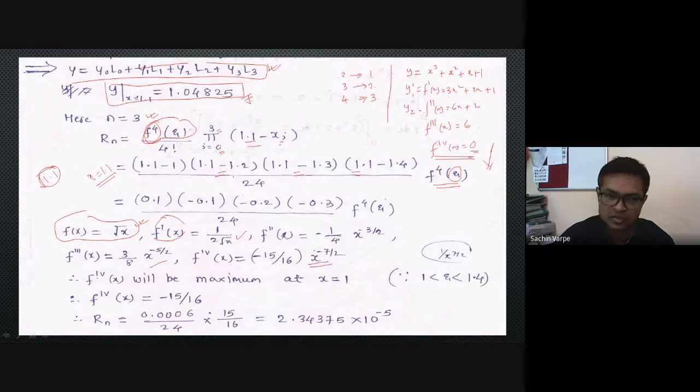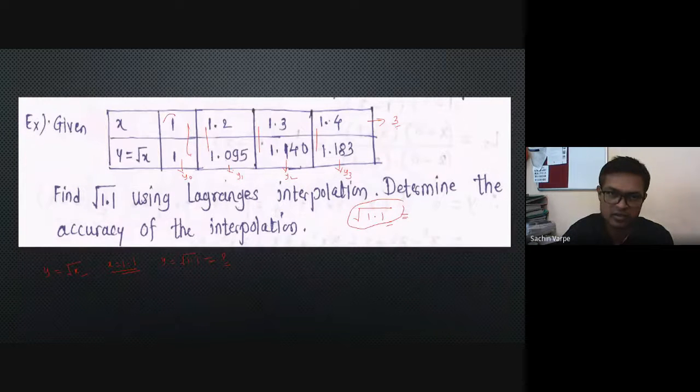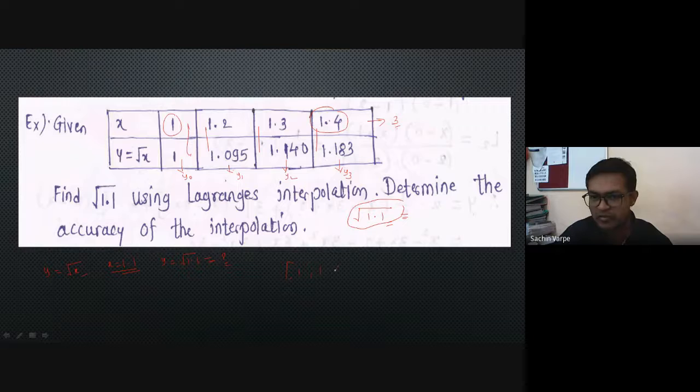Okay, so this derivative will be maximum at x equal to 1, because if you look at the interval, we are moving from 1 to 1.4. Let me show you here. You can see here x values are 1 to 1.4, right? So x values vary from 1 to 1.4. That means x naught is 1 and x3 is 1.4. So we are having the restriction of 1 to 1.4 in this interval.